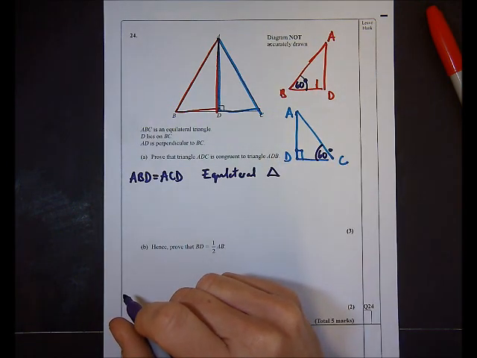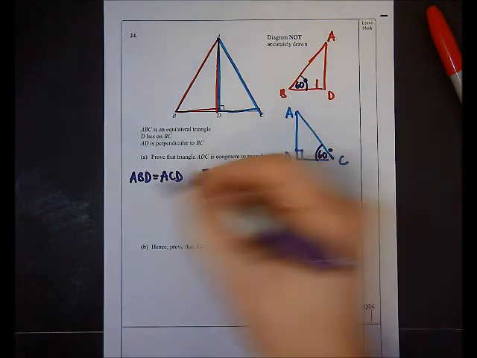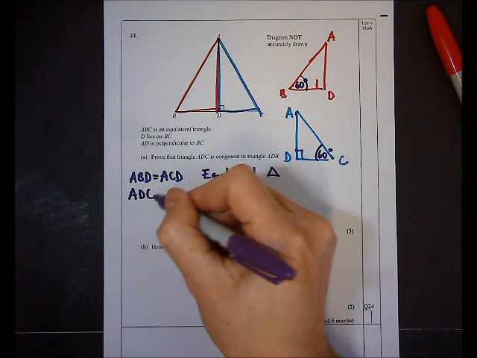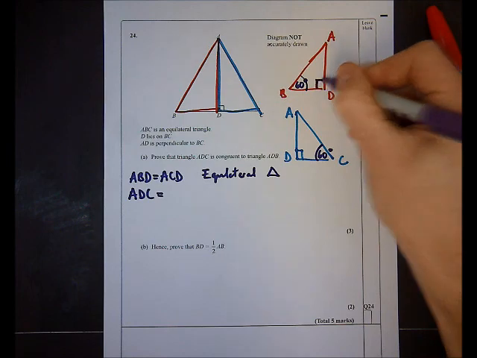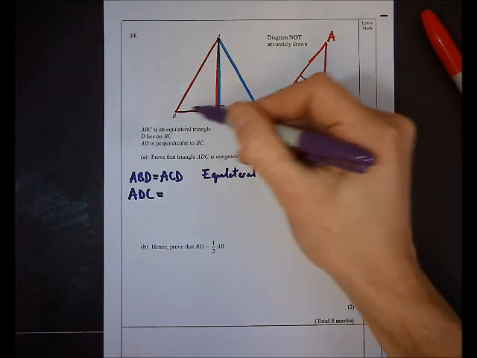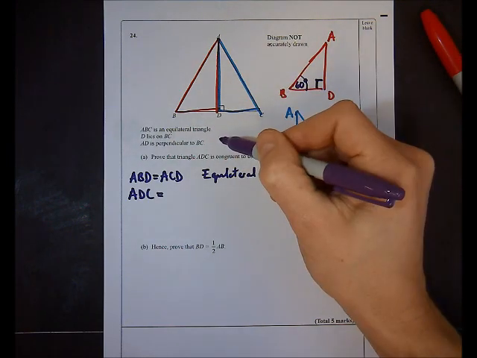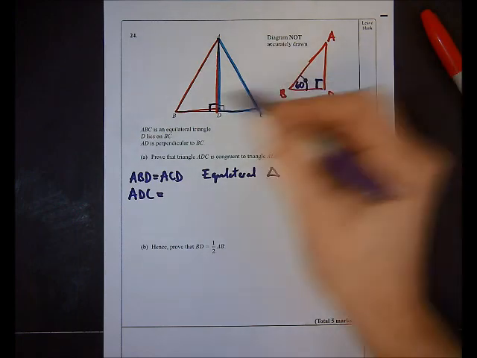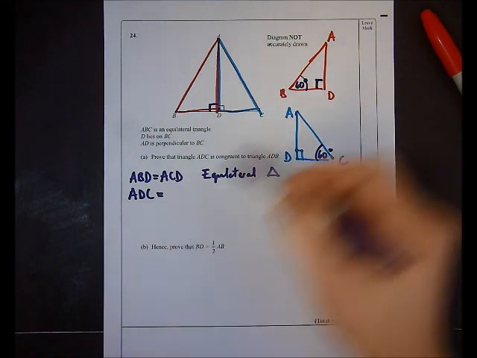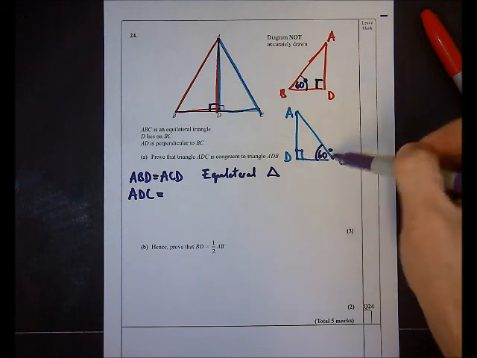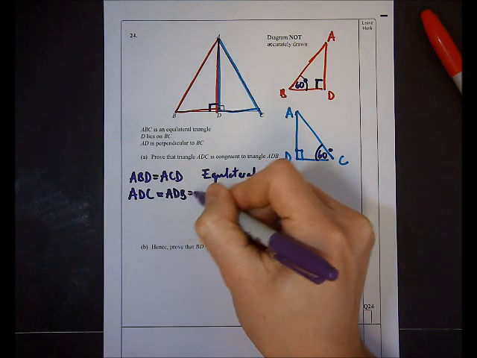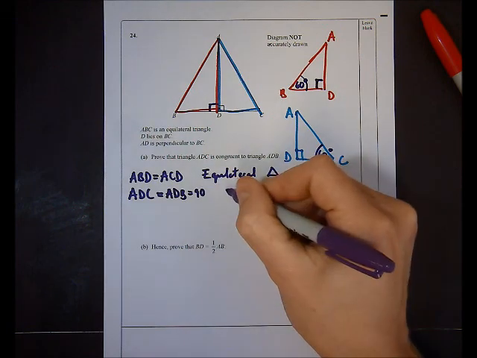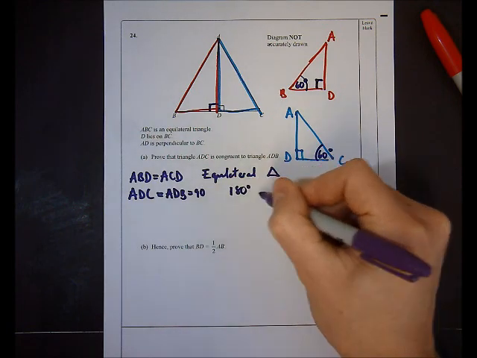Okay, next piece of information. I know that the angle ADC is 90, but I can also tell that this angle here is going to be 90, and that's because this line B to C is a straight line. So I can say that this angle is 90 because B to C is a straight line. So ADC is equal to ADB, and they are both equal to 90. And that's because there are 180 degrees on a straight line.